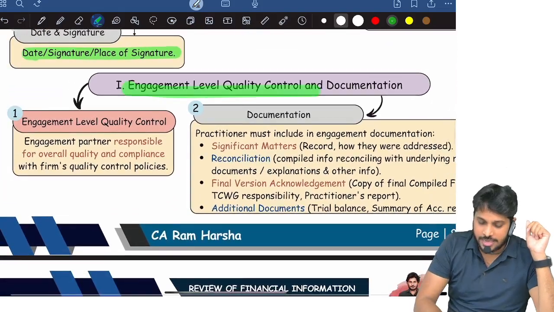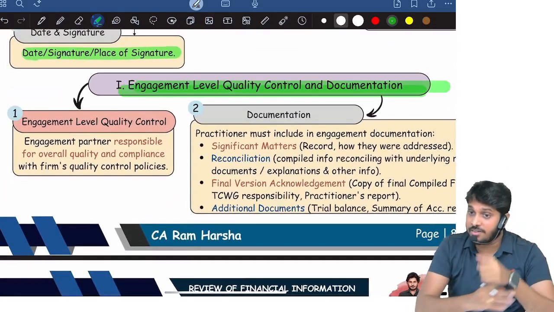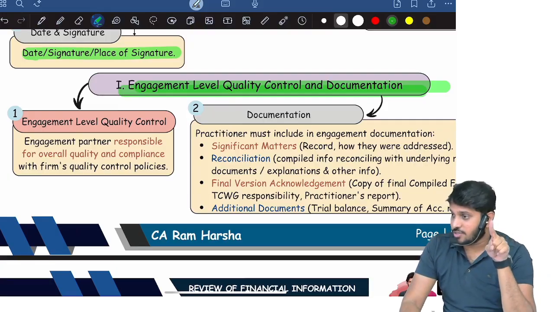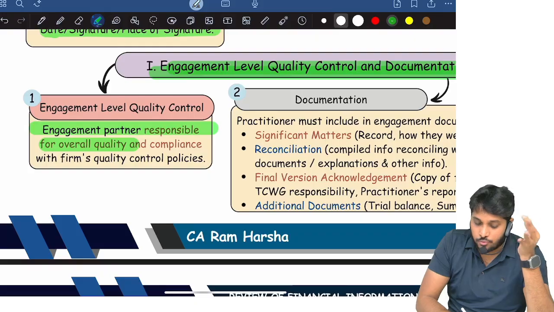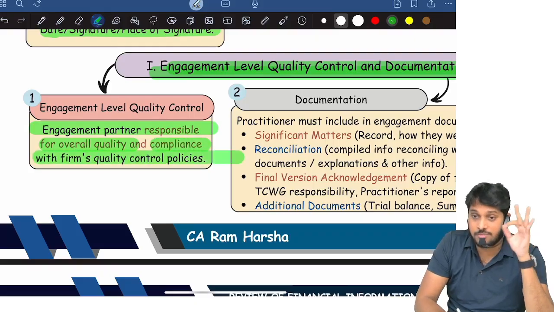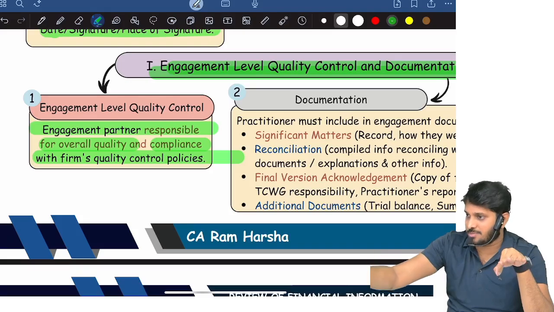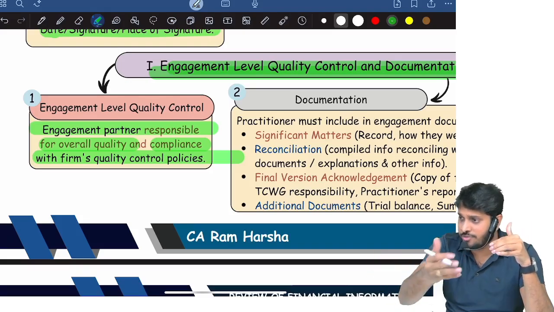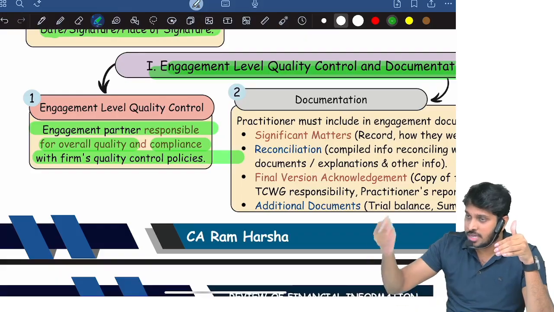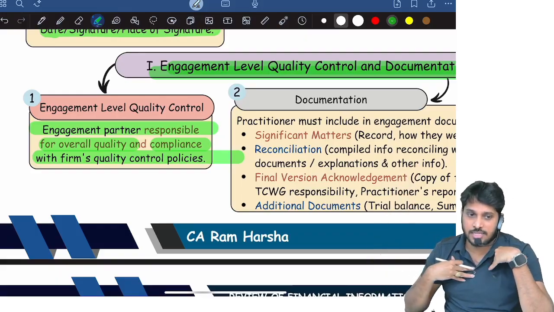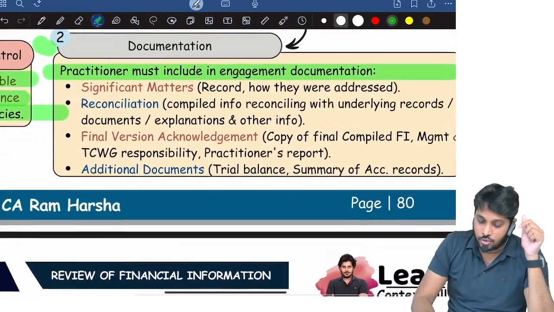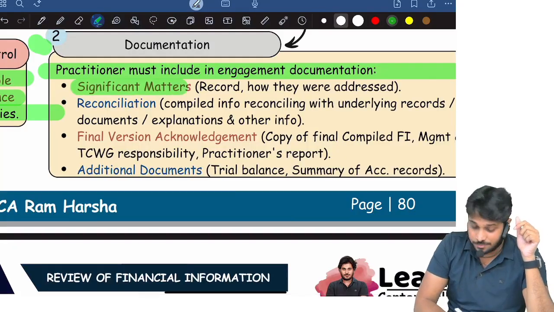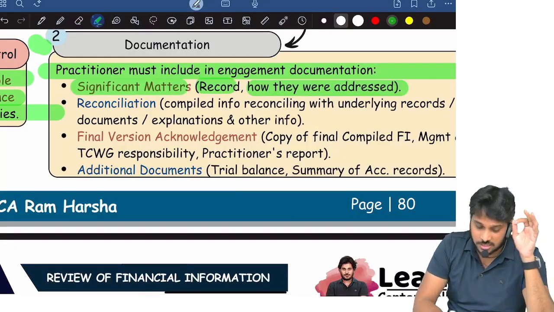And remember, engagement level quality control is applicable even for this. We saw the quality control standard. Quality control is applicable for all types of engagements. So the engagement partner is responsible for overall quality and compliance with the firm's policies and procedures for the compilation engagement. Every firm will have policies and procedures not only for audit, but also for compilation. Whatever the policies, the engagement partner has to ensure that they comply with it. Documentation: the practitioner must include documentation of significant matters and record how they were addressed.